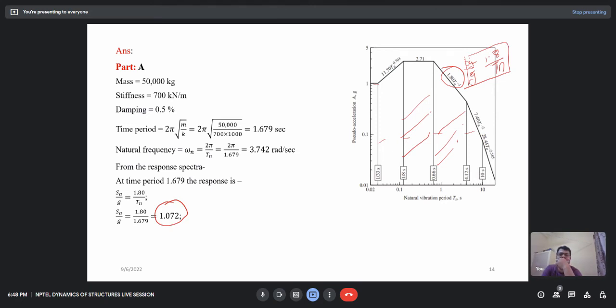Sir, I want to ask a question: is the calculation 2.71 minus (1.679 minus 0.66)? No, no. Like 1.679 inverse? No, you don't need to do it like that. You have to take only this value directly. If your time period is between these two lines, then your SA/g value is directly given as 1.8 divided by Tn. This is your value.